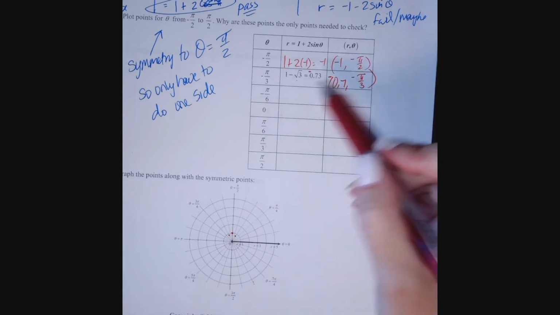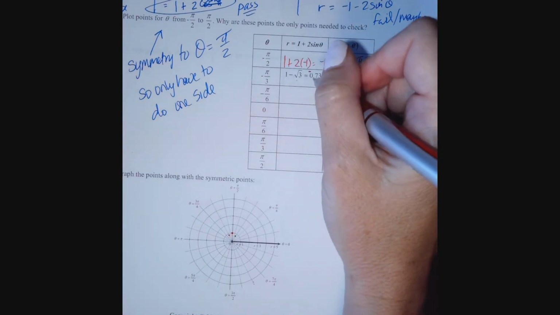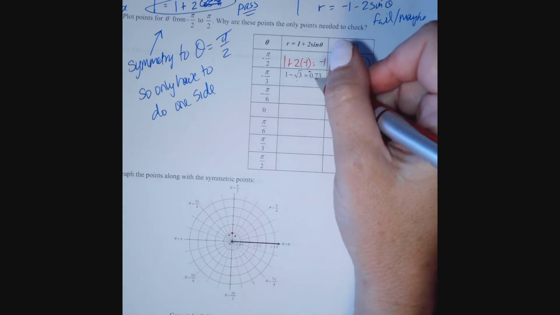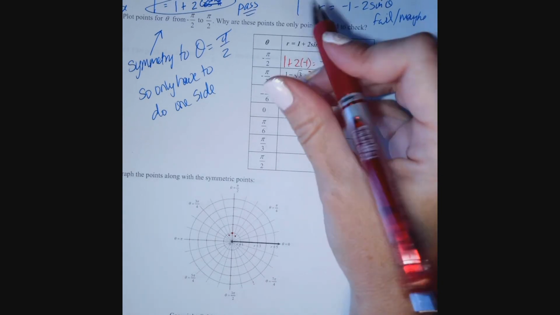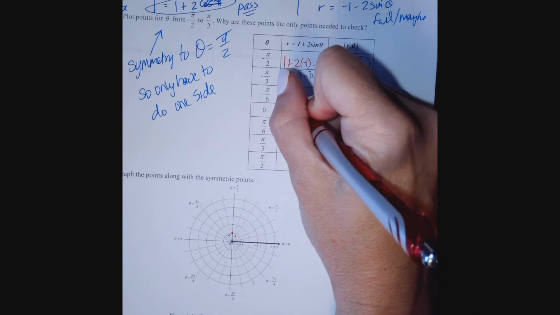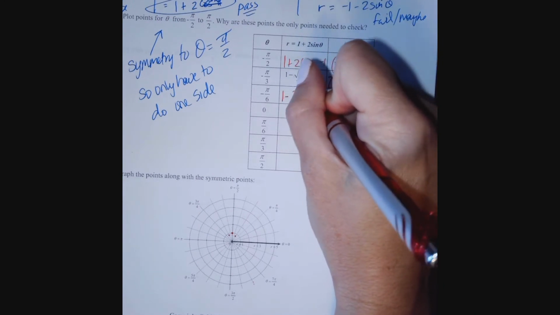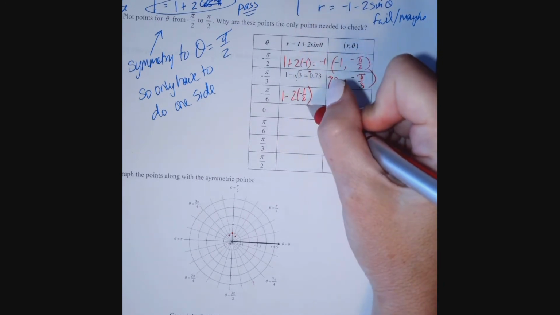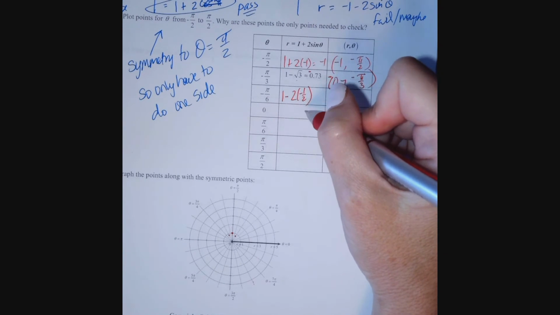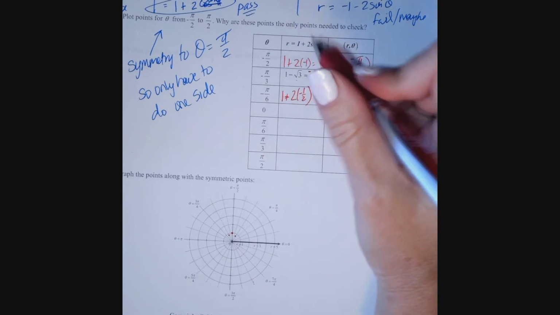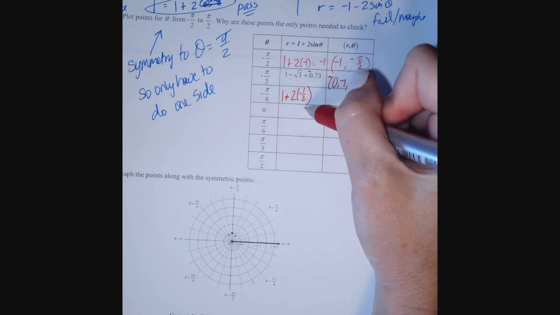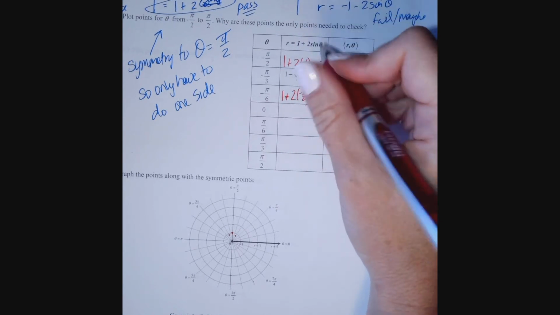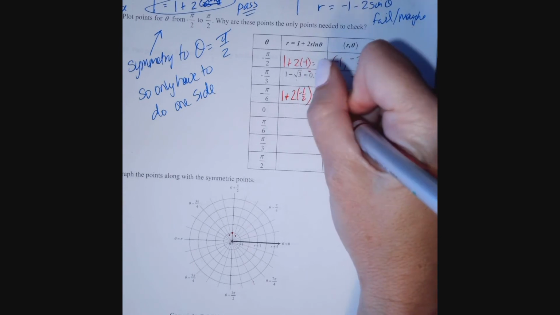Okay, negative pi 6. Well, what is my sine function value at negative pi 6? It's negative 1/2. So I have 1 minus 2 times negative 1/2. That becomes 1 plus 1, that should be a plus. So 1 plus 2 times negative 1/2 is 1 minus 1, which is 0.